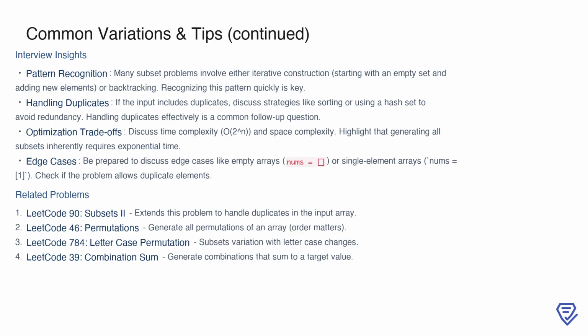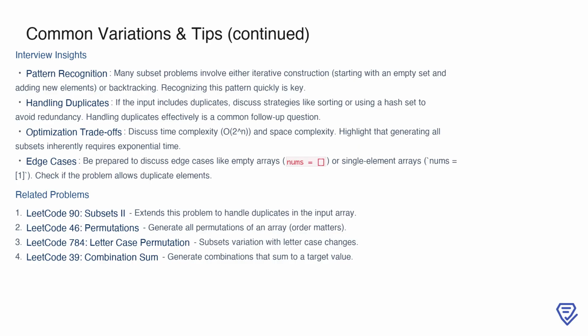Optimization is another area to highlight. Generating all subsets inherently has a time complexity of 2^n, so focus on clarity and correctness rather than trying to reduce this unavoidable cost. Be ready to discuss edge cases as well. For instance, what happens if the input array is empty, like nums equals []? Or if there's only a single element, such as nums equals [1]? Make sure to confirm whether duplicates are allowed in the input.